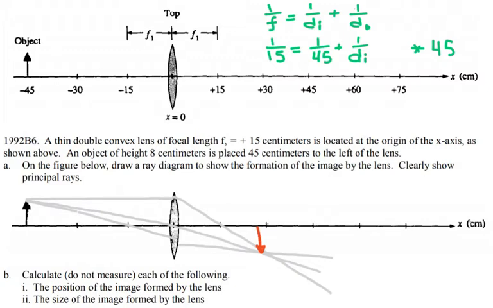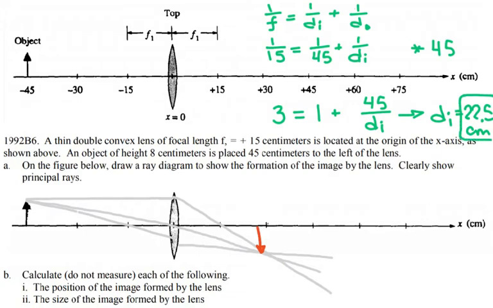I'm going to multiply every term by 45 to get rid of the denominators. The first fraction multiplied by 45 gives me 3, since 45 times 1/15 is 3. 45 times 1 over 45 is 1. And then the last one, I have 45 over di. So di is equal to 22.5 centimeters. That is the distance to the image. On my graph this is 15 and this is 30, so my image appears between 15 and 30, at 22.5 centimeters.